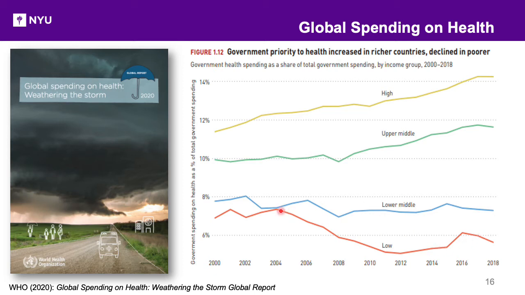So as we can see, for high income and upper middle income, spending on health has been a priority and it has continued to increase. But unfortunately, for individuals living in either low middle income or low income, spending on health for their governments has not been a priority and has declined for individuals living in these poor countries.